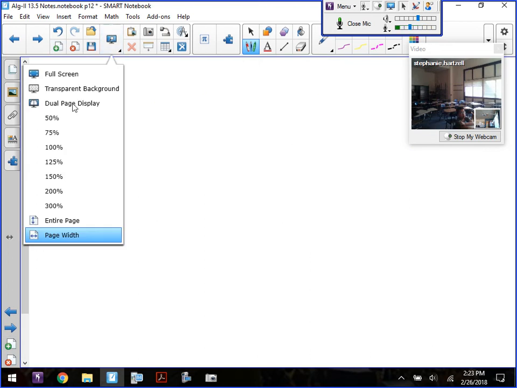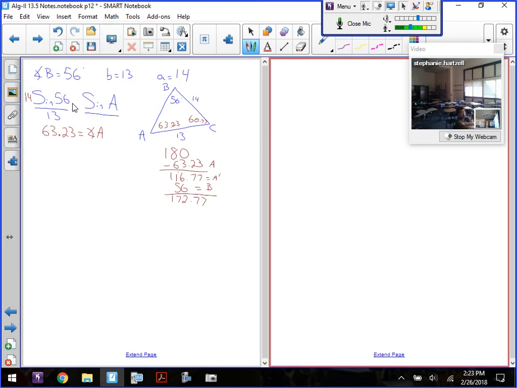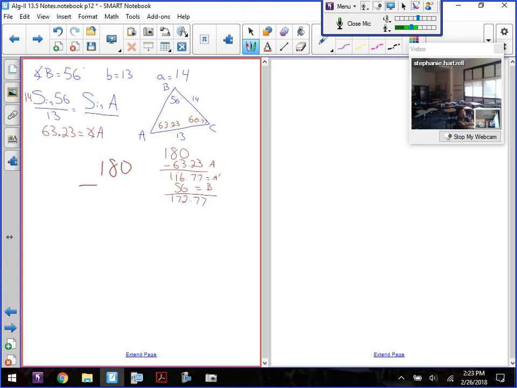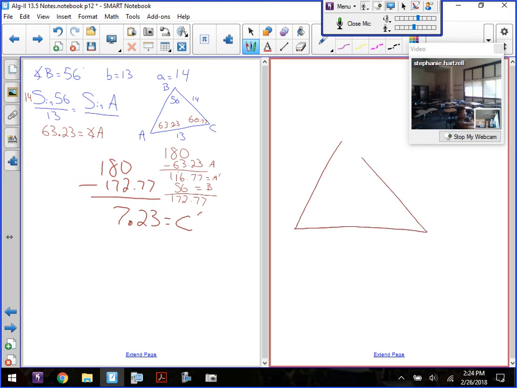In the secondary triangle, let me dual page this real quick. If I take the 180 and I subtract out the 172.77, it was 7.23, would be angle C prime, and then I have a second triangle. The B doesn't change, that was already there. Our A prime was 116.77, 56, 14, and this was 7.23.